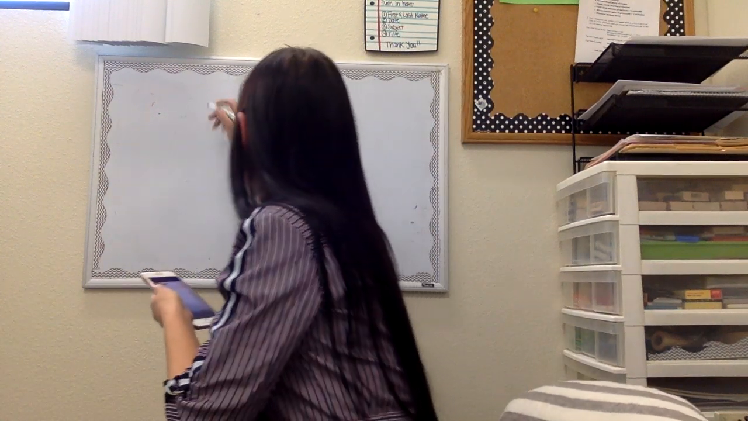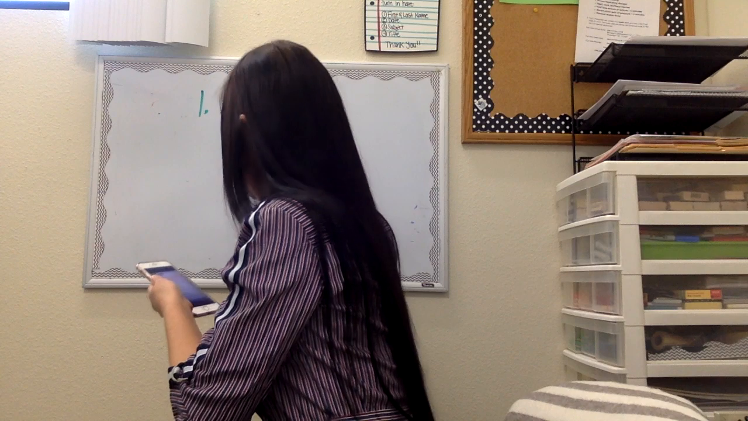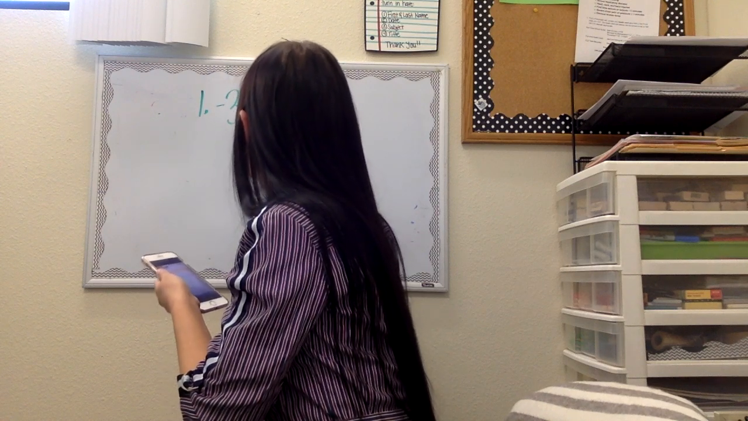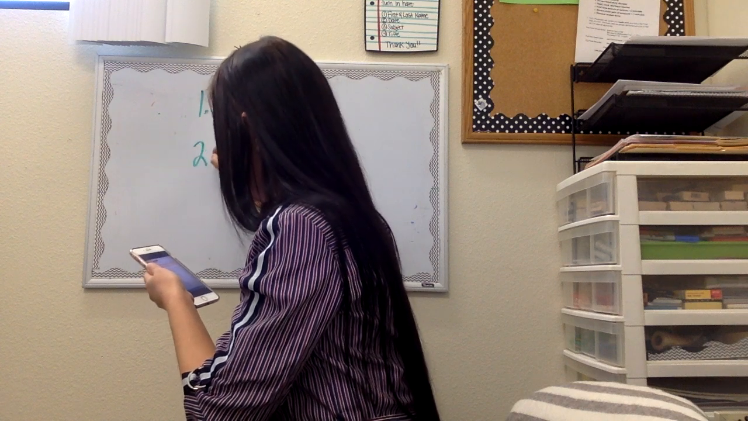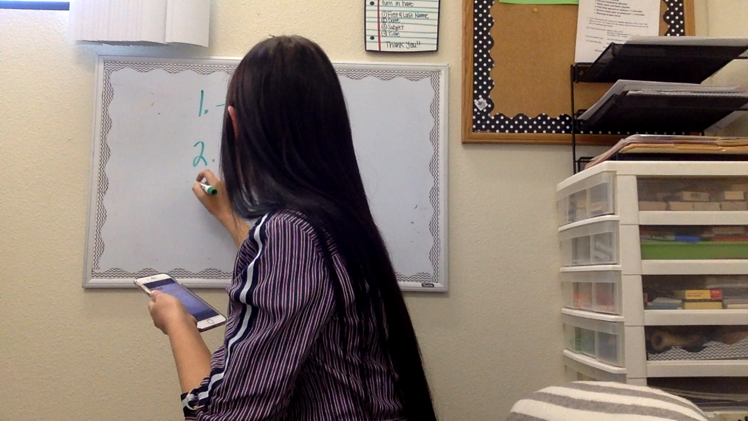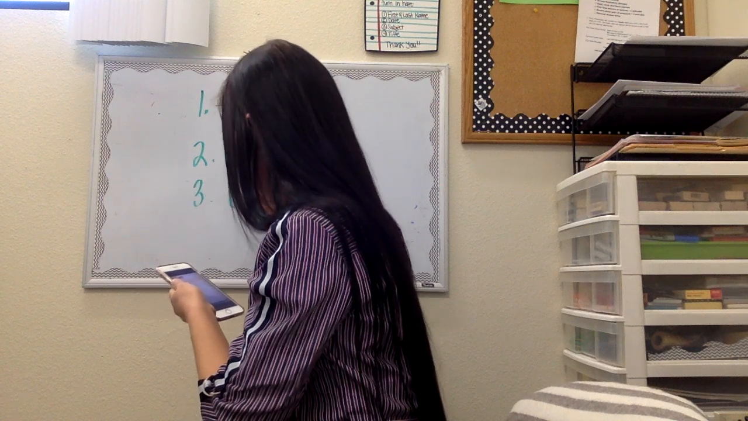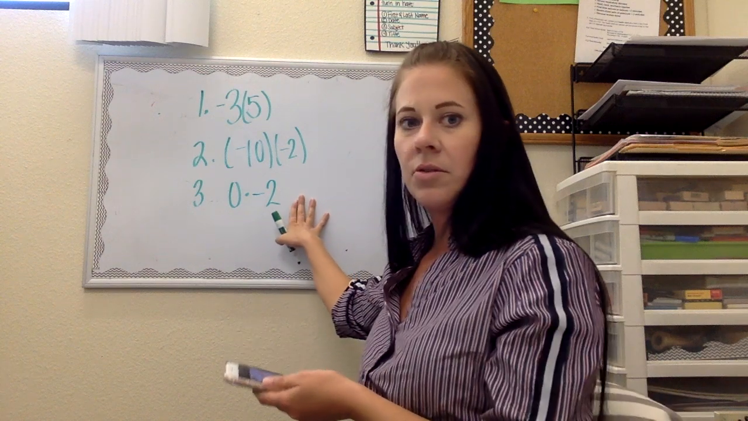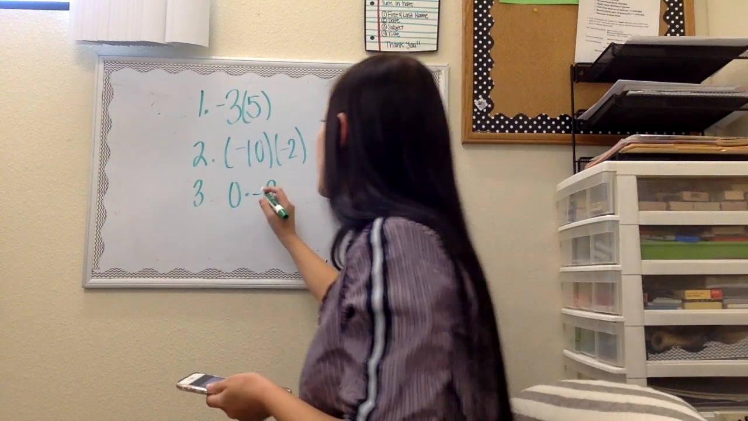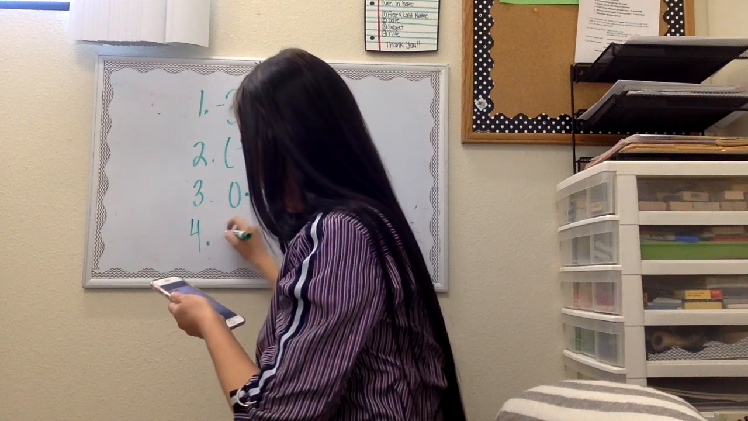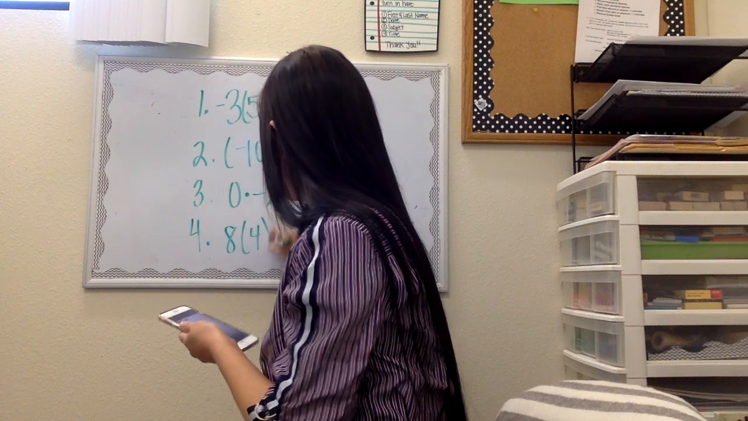So why don't you do negative 3 times 5. Why don't you do negative 10 times negative 2? Why don't you do 0 times negative 2? Notice I wrote these different ways to get you used to all the different ways that they're going to write it. So remember, this is a dot. And let's do 8 times 4.